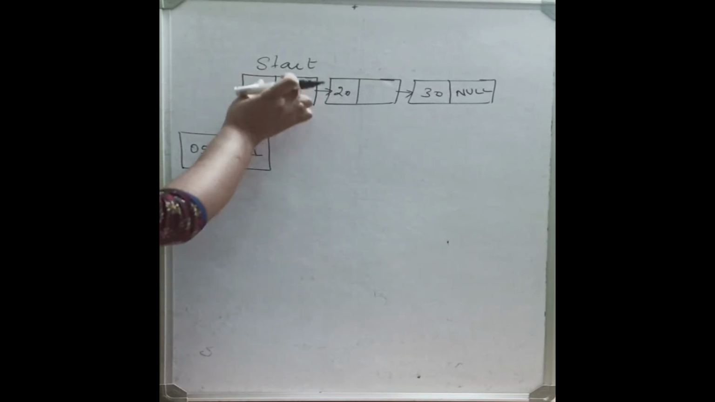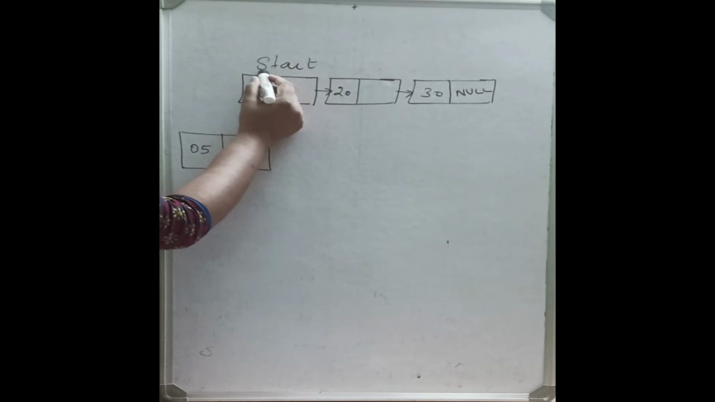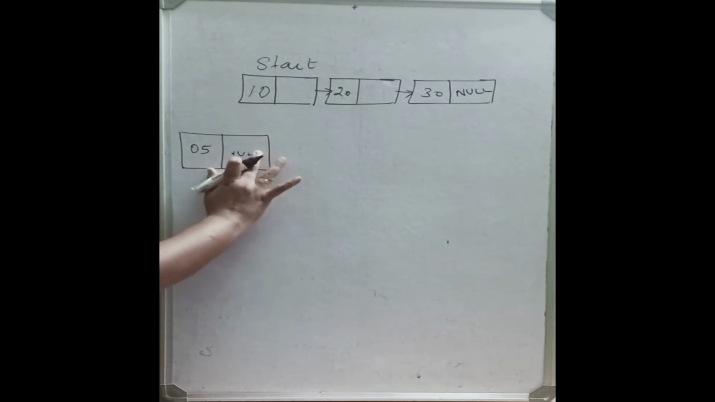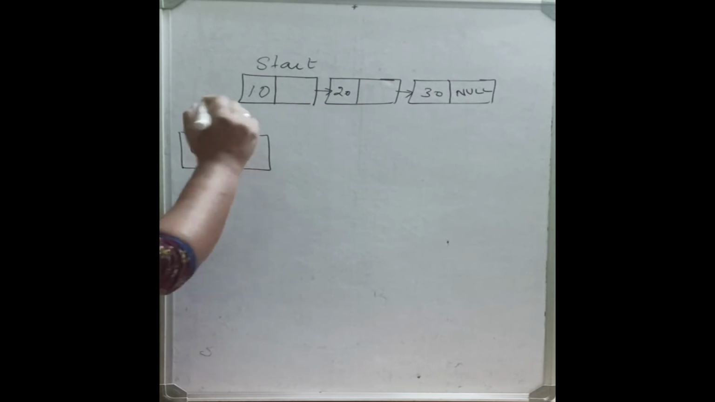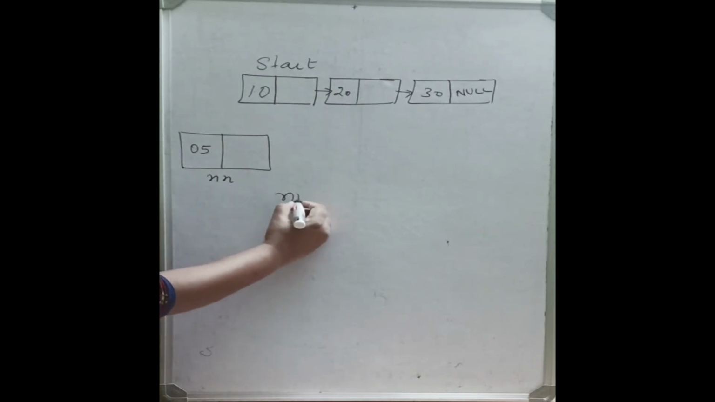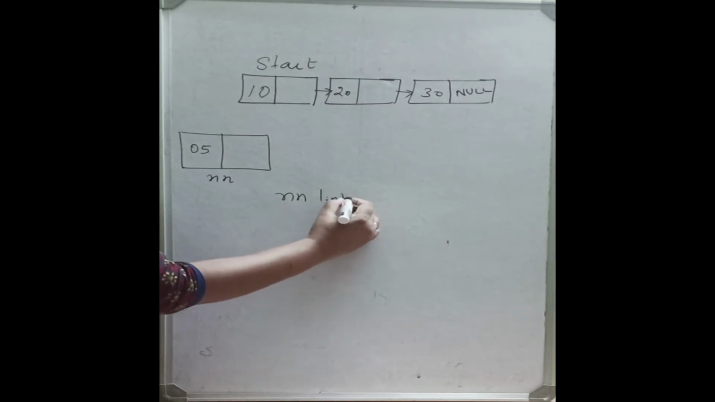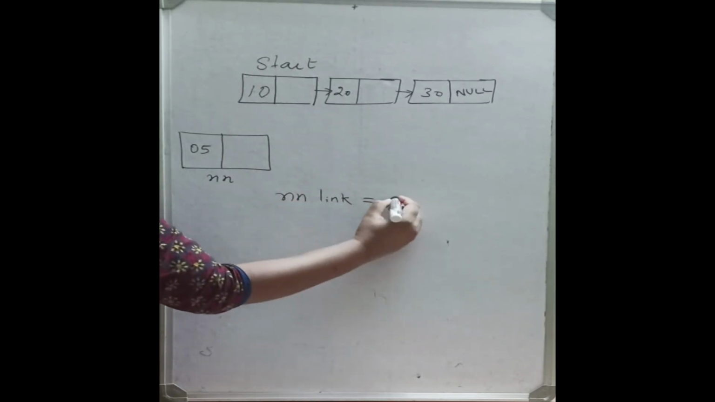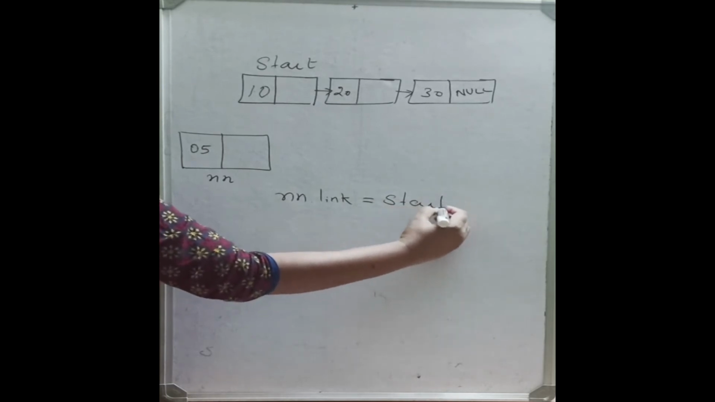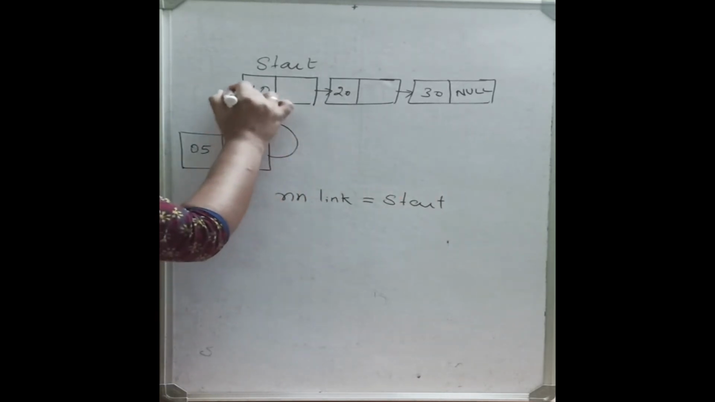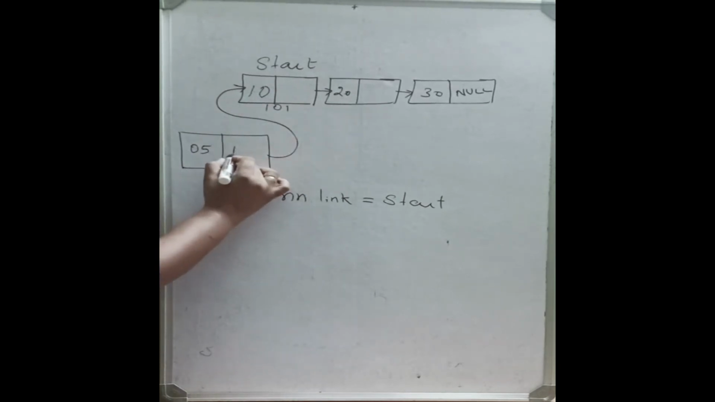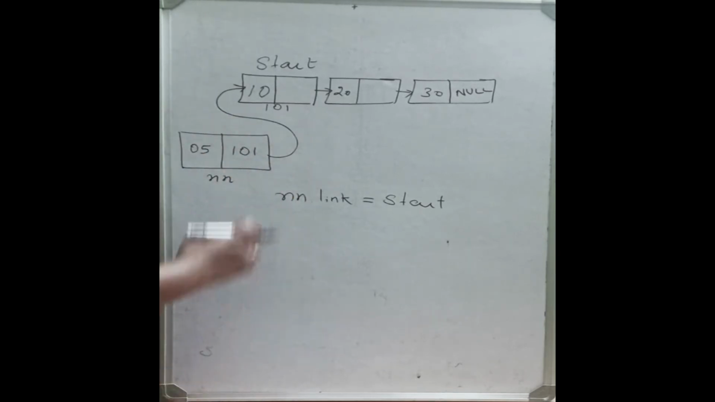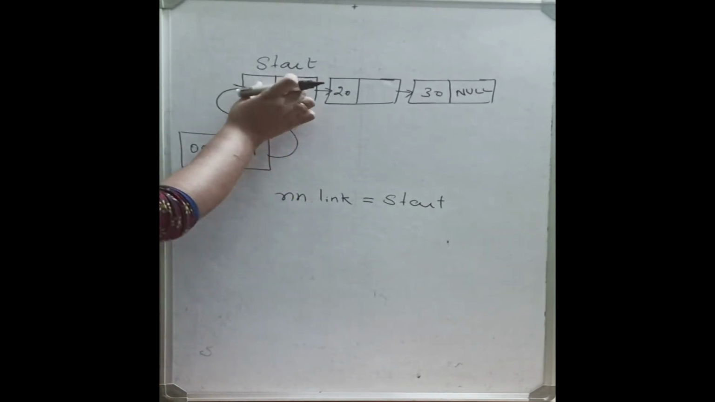So how can I get the address of this node? I have one pointer pointing to this node, called start. So in the new node's link field, we are going to store the address of the start node. So what is the statement? New node dot link equals start. Okay, now we have created a link. The start node address may be 101, so 101 will be stored here. So now this node and this node will come after.